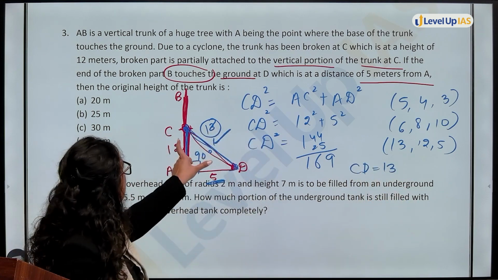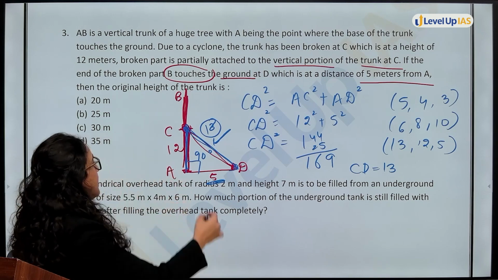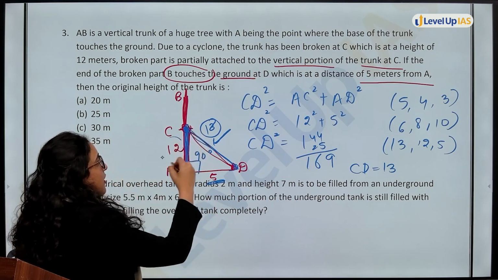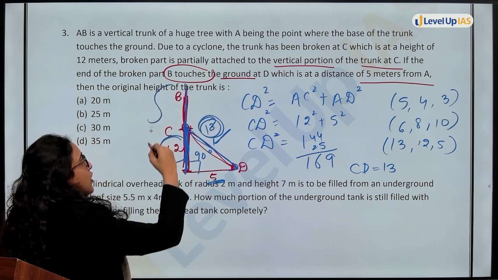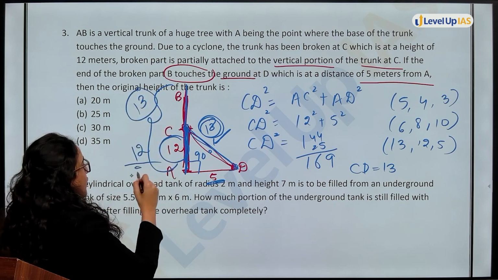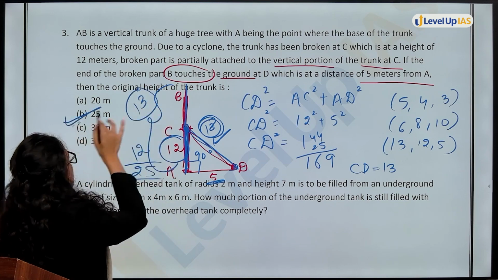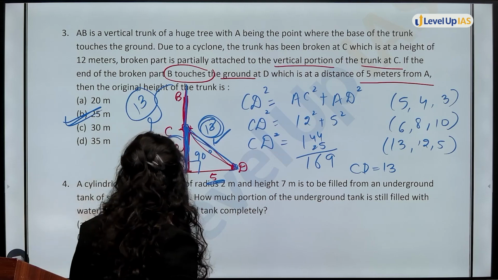So if CD is 13, but question में क्या पूछा? Original height of the trunk. Original height क्या है? AC 12 plus 13, because tree तो ये पूरा था ना. Original height was this one. This is 12. This is 13. Original height will be what? 25. So option B, 25 will be your answer. Okay.